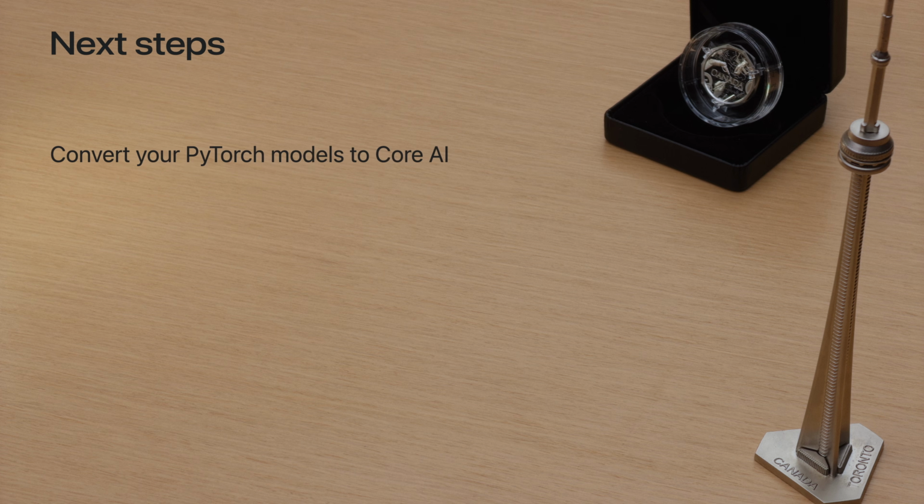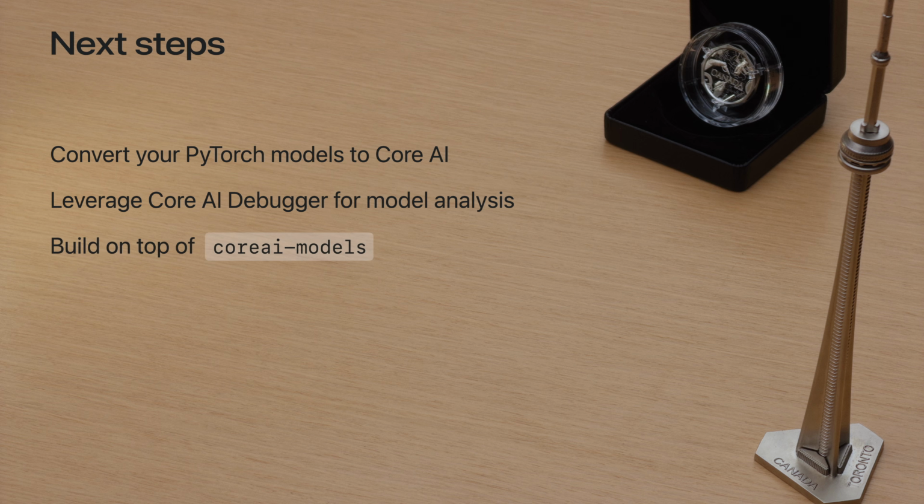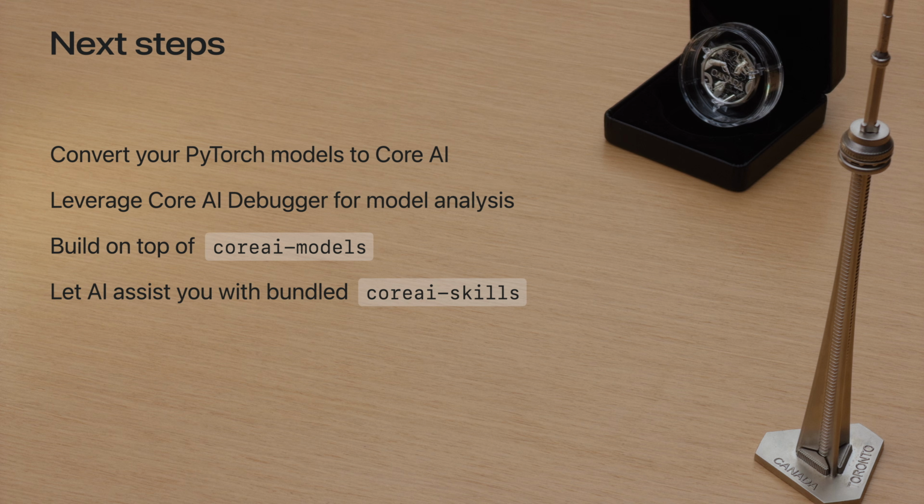So here's what you can do today. Convert your PyTorch models using Core AI's Python libraries. Optimize them with Core AI opt, and use the debugger when you need to understand what's happening inside. Build on top of examples in Core AI models. And plug in Core AI skills into your favorite AI agent to leverage the new framework like an expert.